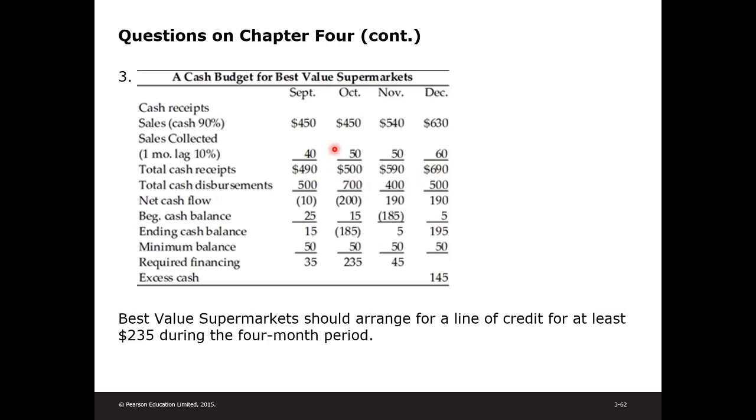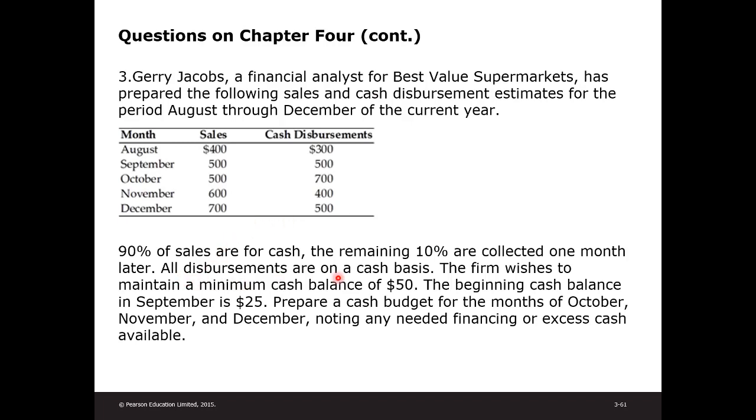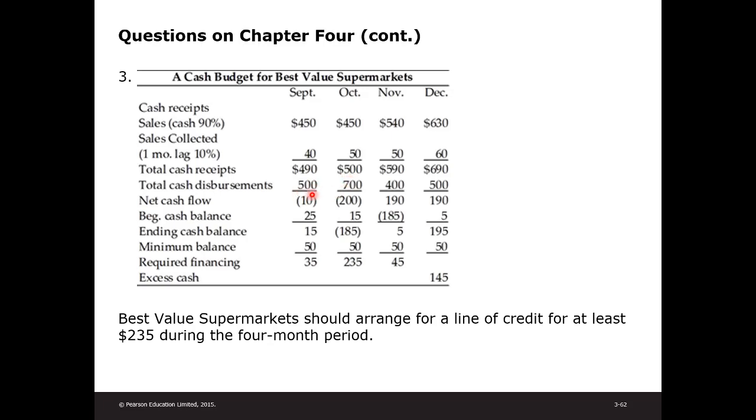Okay, so after adding the cash sales and the 1 month lagged sales, we will calculate the total cash receipts by adding these two numbers, 450 plus 40, 450 plus 50, and so on. Next, we will need to calculate the total cash disbursement. As we know that all the cash disbursements are on cash basis, so no lag in it. So we will take each month's cash disbursement, and we will put it here.